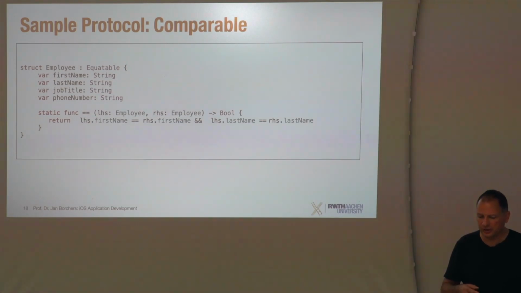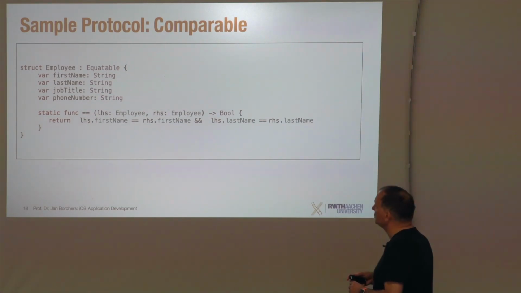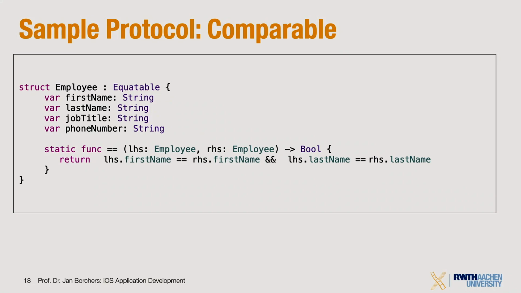Example number 3 is Comparable. So the idea here is maybe we want to sort our employee data list, right? So we've got our employees, and now how do we sort them? Maybe we want to sort by last name. Currently, we can't do that because, again, it's a custom data type, and we haven't told Swift what we mean by this one is bigger than this other one. We haven't defined a relationship of that sort.